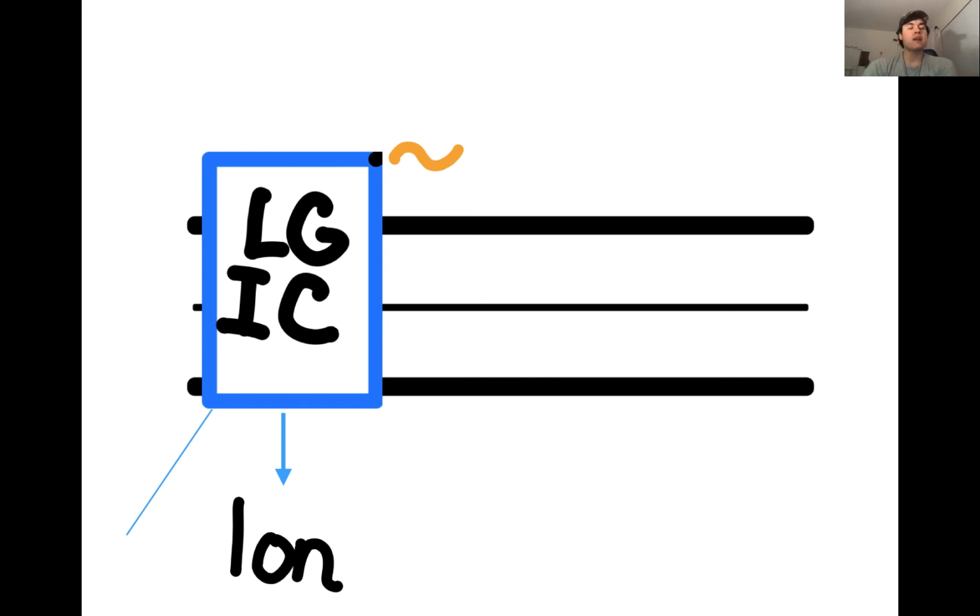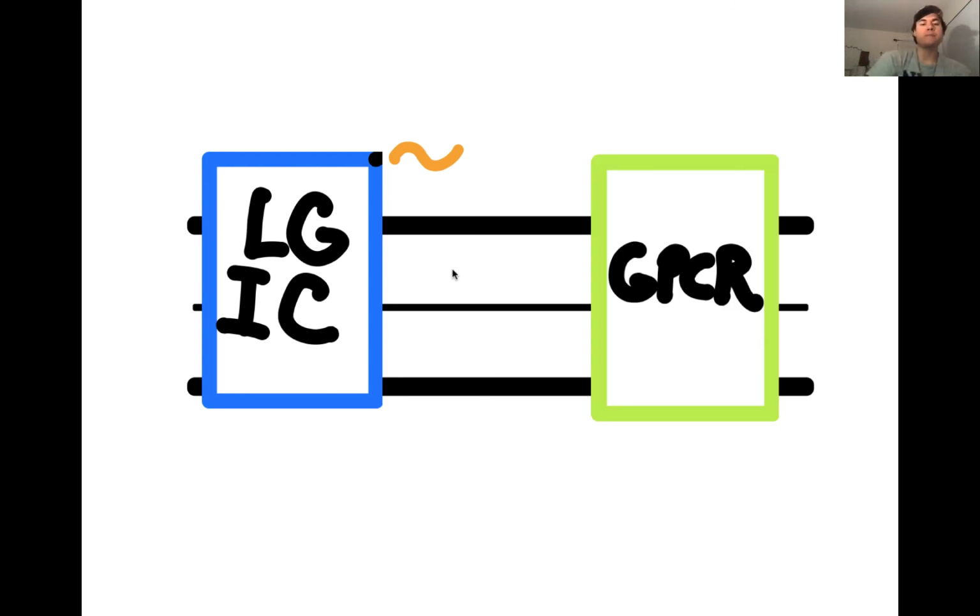Now, these ions can either be cations, or positively charged ions, or anions, or negatively charged ions. And if it's an anion, it will hyperpolarize the cell. If it's a cation, it will depolarize the cell. The second type of receptor that the neurotransmitter can bind to is called a G-protein coupled receptor, or otherwise known as a metabotropic receptor. And we'll talk a lot about these in future videos as we go through specific neurotransmitters.